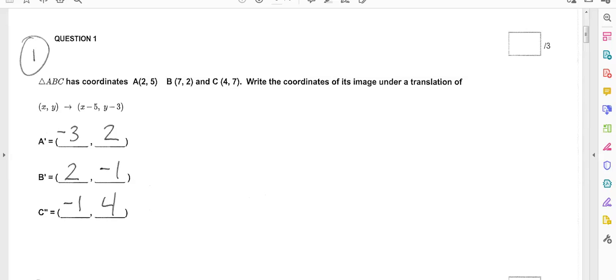So number one, ABC has coordinates. These are your three coordinates. The translation, if you want to just use the coordinate rule, you could say, it looks like every x becomes x subtract 5. So you could do 2 take away 5, get -3, 7 take away 5, 4 take away 5. That gives you those points. And then the y's, you are going to subtract 3. So you go 5 minus 3, 2 minus 3, and 7 minus 3. Basically, if you're talking about left, right, up, down, subtracting 5 from your x coordinates, you're moving 5 to the left and 3 down. So 5 left and 3 down.